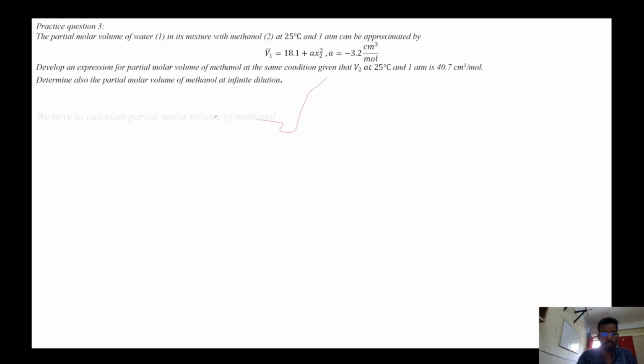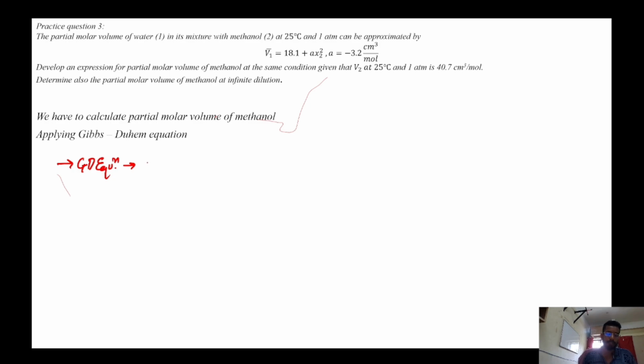Okay, so we have to calculate the partial molar volume of methanol very first, applying the Gibbs-Duhem equation. So we know that there are Gibbs-Duhem equations. When you go through the fundamental properties of thermodynamics, then you will find these equations. So we will use one of those equations here today. For partial molar volume of a two component system, we have this equation: x1 dM1 by dx1 plus x2 dM2 by dx2 equals 0, where M1 and M2 are the fundamental properties. So replacing M1 and M2 with volume.